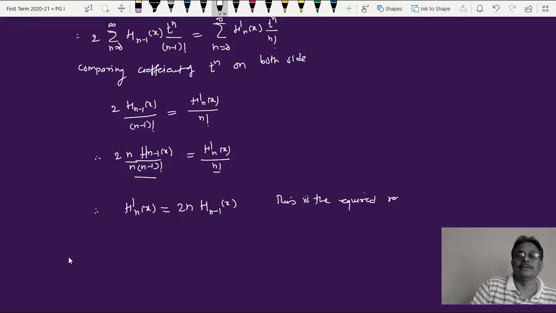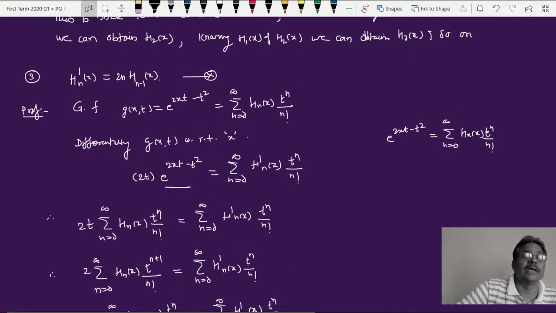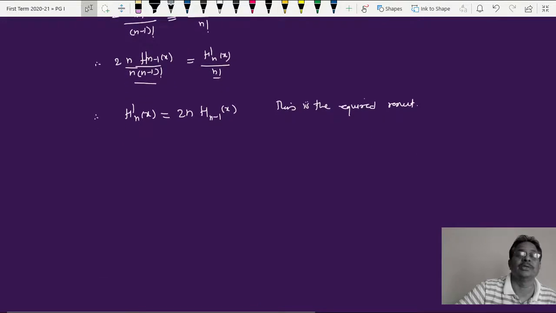Required result. Just check what we have been asked. Okay, we have to prove. See the statement. We have to show that h dash n of x is equal to twice n h n minus 1 of x. So exactly the same thing I got here as shown by this. So this is the required proof here.